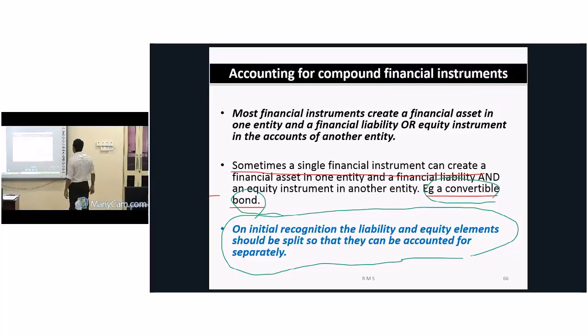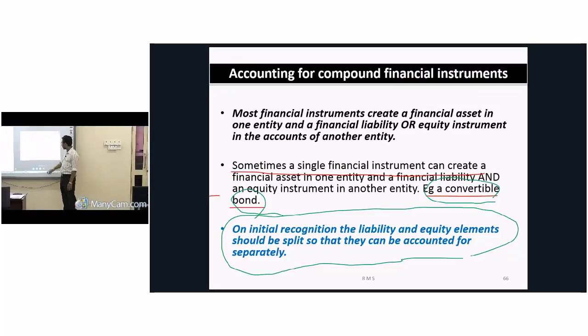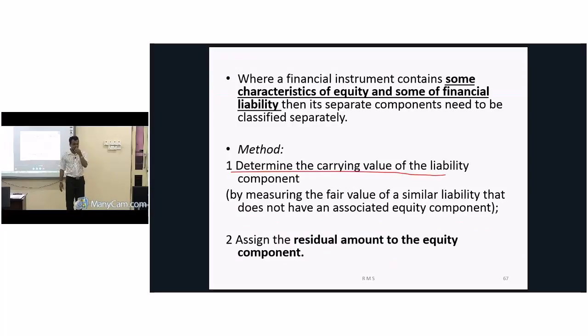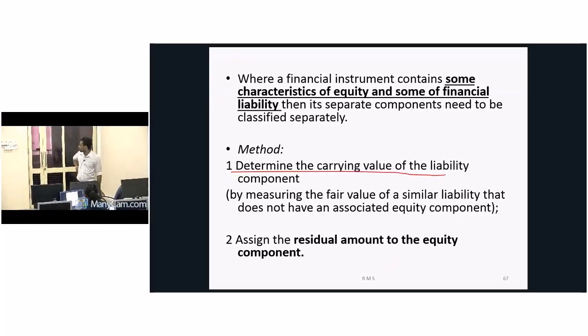So now we are going to detach these two into equity and liability. The way that we do it is very easy. First determine the carrying value of the liability component, and allocate the balance to equity. Simple work, no? From the total fair value subtract the liability, and the balance will be equity. Now the question, how to do it? How to identify the liability component? By measuring the fair value of a similar liability that does not have an associated equity component.